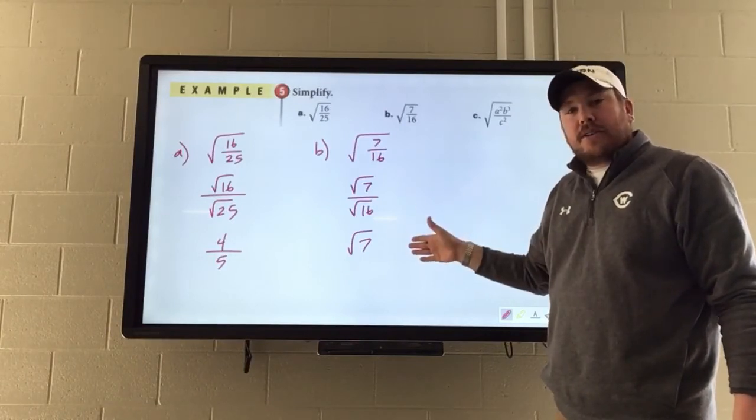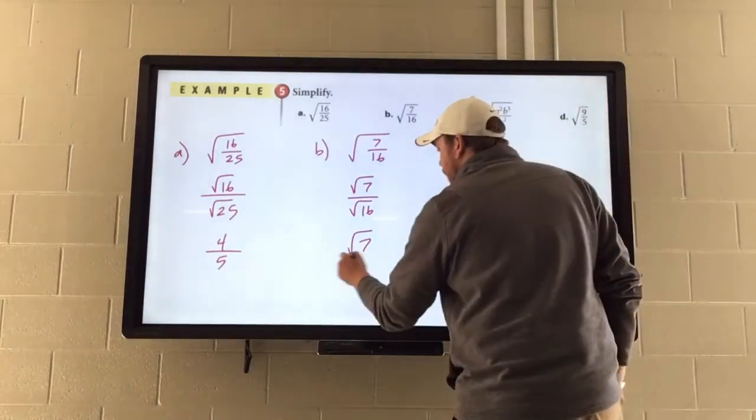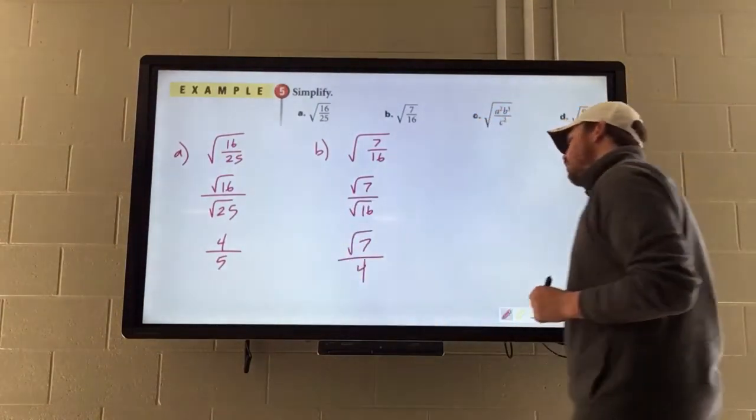That's in simplest radical form. There's no perfect square that divides 7, so we just leave it square root of 7. Then the square root of 16 is 4. So root 7 over 4.